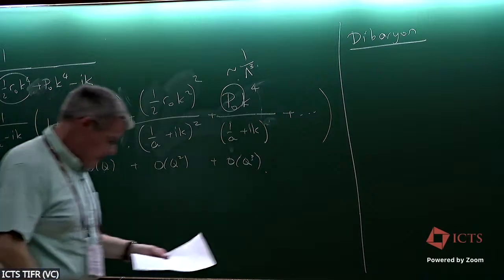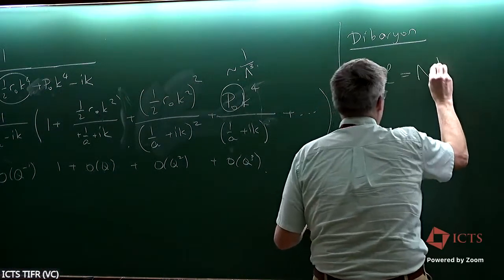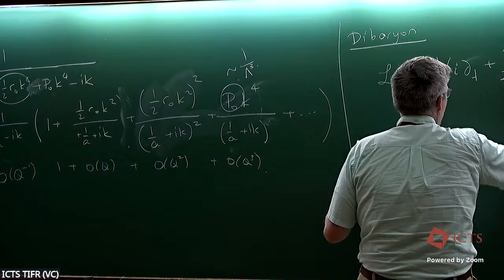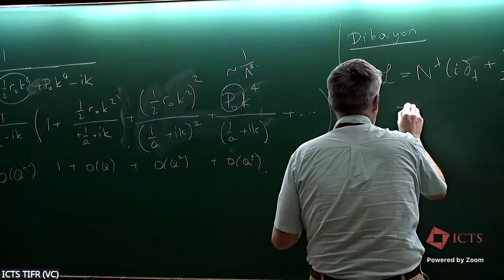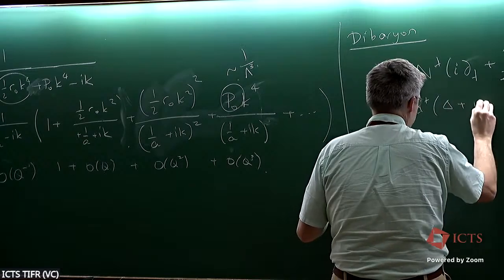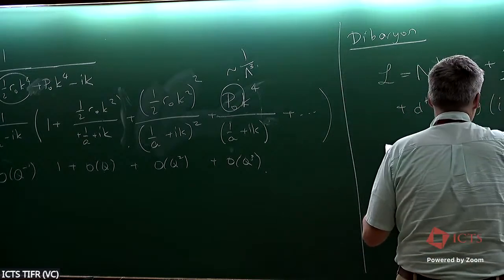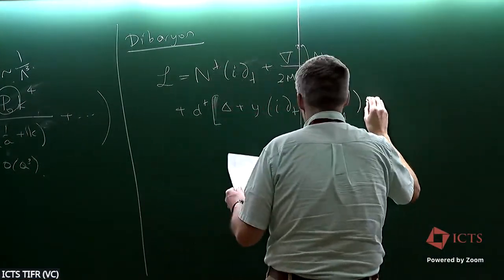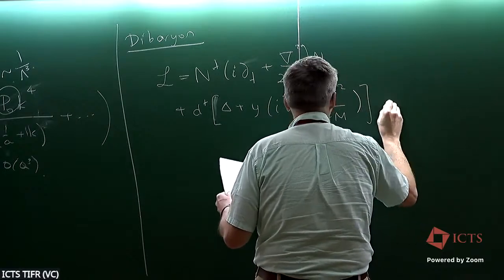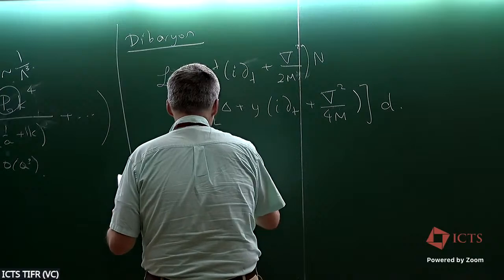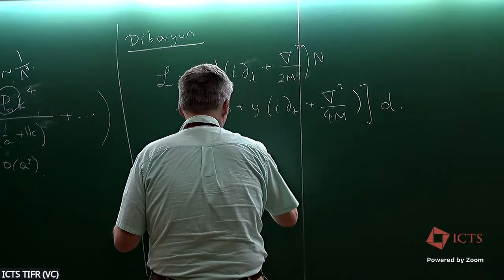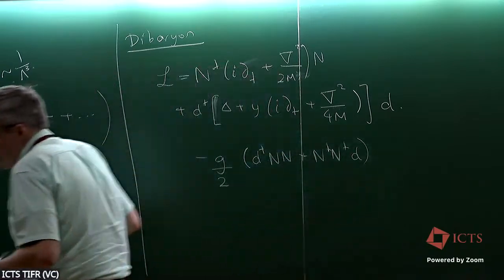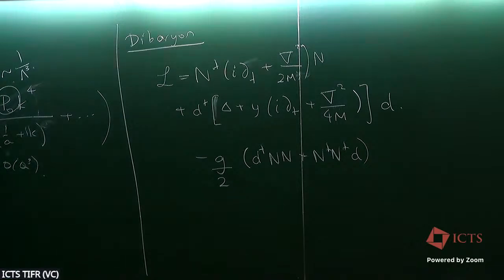So if I start with the same free Lagrangian for nucleons, but then I give the dibaryon a kinetic term, and I have the same sorts of couplings I had yesterday, then the calculation goes through exactly the way it did yesterday.